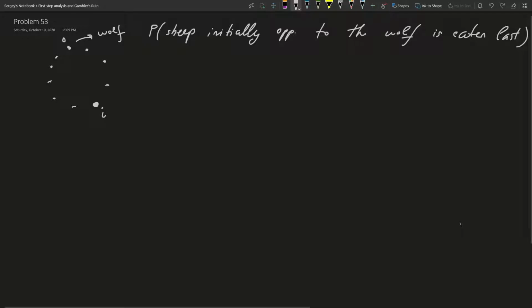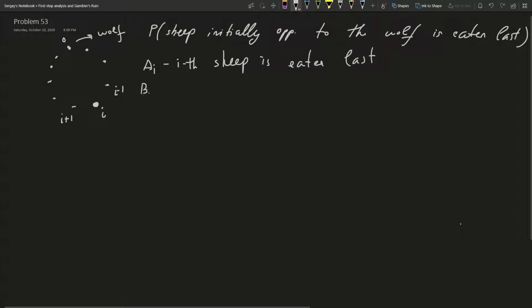So there are two things to note. There are two ways this can happen. Either the sheep at I minus 1 gets eaten before the sheep at I plus 1, or vice versa. The sheep at I plus 1 gets eaten before I minus 1. So let's make some notations. Let's say A sub I is the event that the ith sheep is eaten last.